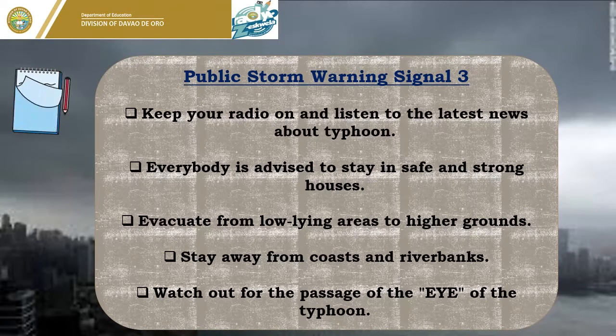In public storm warning signal number 3, keep your radio on and listen to the latest news about the typhoon. Everybody is advised to stay in safe and strong houses. Evacuate from low-lying areas to higher grounds. Stay away from coasts and riverbanks. And watch out for the passage of the eye of the typhoon.